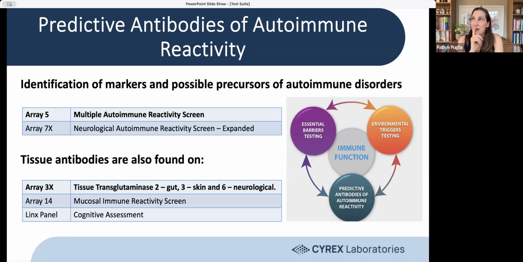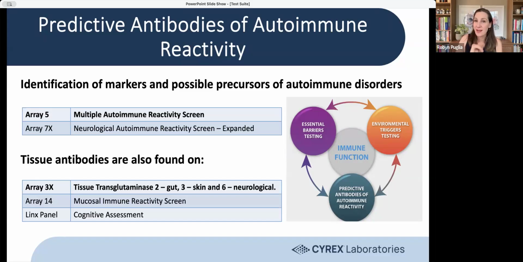And additionally, it really helps us to assess tolerance, the relationship of the immune system to tolerance of tissue, because sometimes that is also a wider lens view of the immune system for somebody with autoimmune disease.